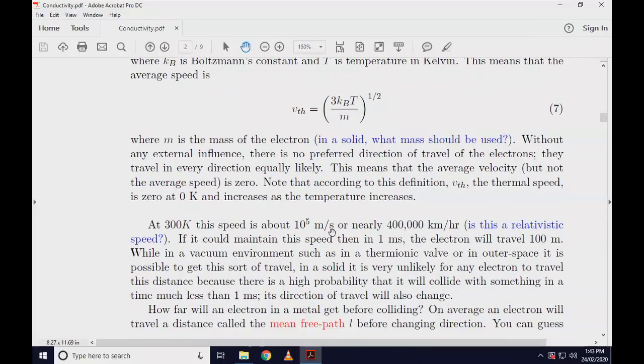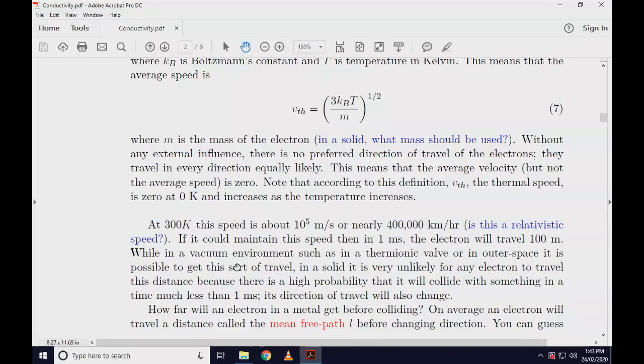So what is the speed of these things? What is the average thermal velocity? At 300 Kelvin, it's 400,000 kilometers per hour. So these electrons are moving around in the metal at 400,000 kilometers an hour. Is that relativistic? No, it's a long way from relativistic, so we don't need to consider relativistic effects, but it's pretty damn fast, yeah?